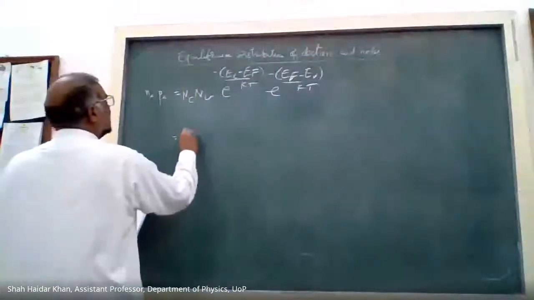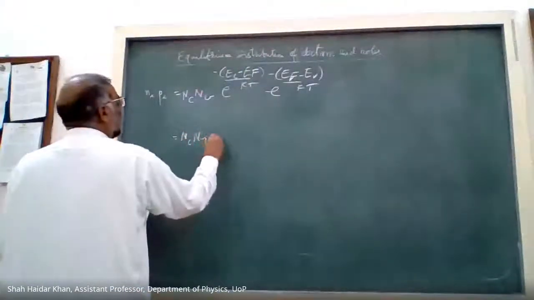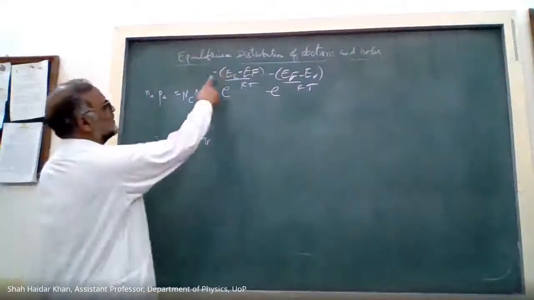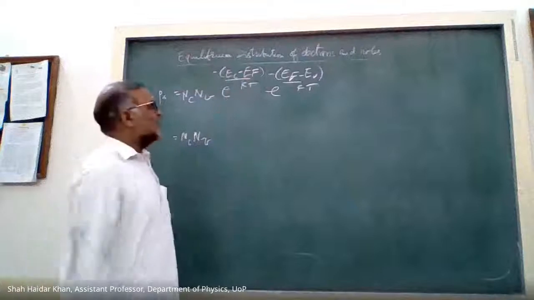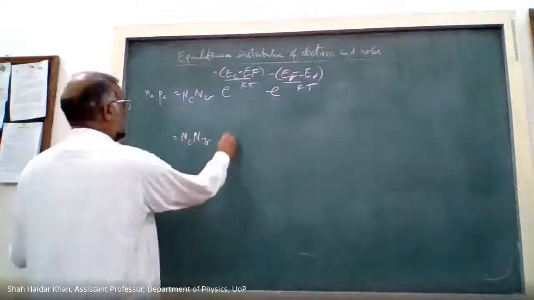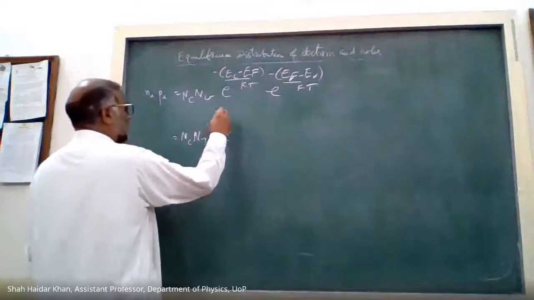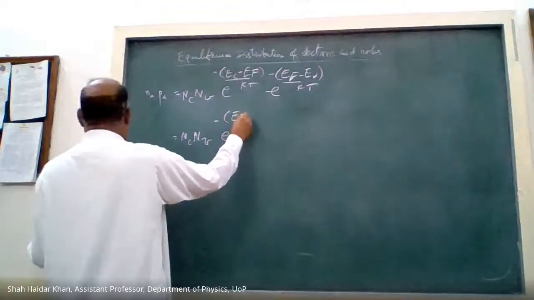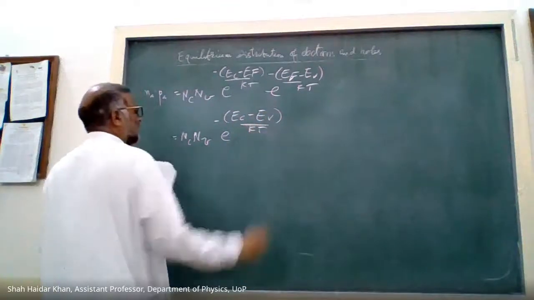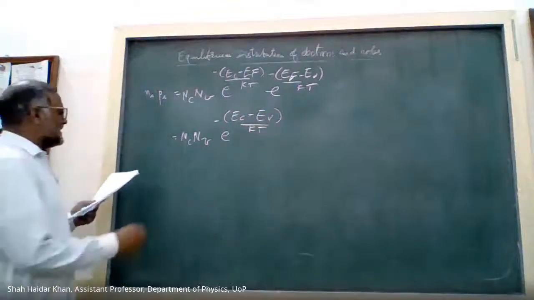R and C and V, right? And here is plus EF, here is minus EF. So plus EF minus EF would be 2, and that would be EC minus EV divided by KT, right?